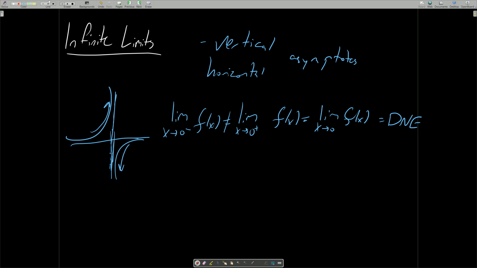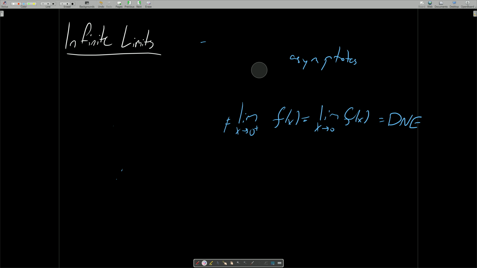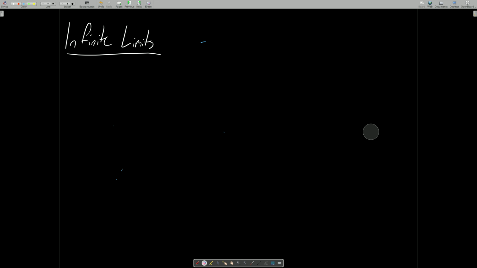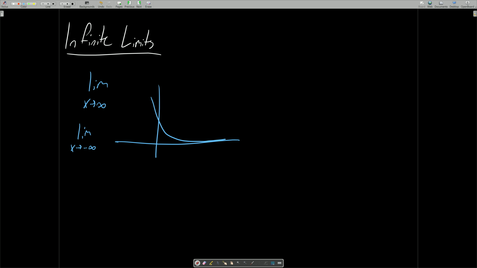Let's cover horizontal asymptotes as well. This is when you have limits where x approaches infinity or negative infinity. And we have to find what y value the function approaches as x keeps going on. Let's have 3 examples of these.